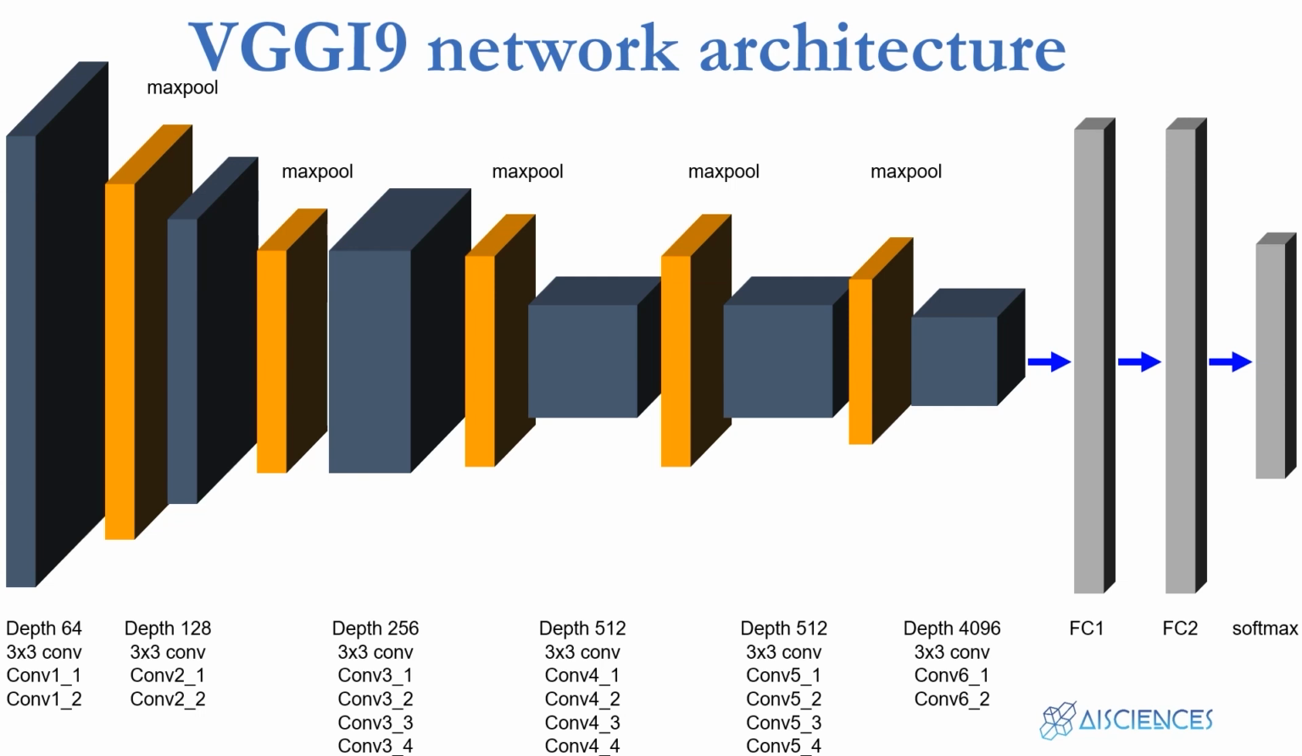It uses a kernel of 3 by 3 size with a stride of 1 pixel. This enabled them to cover the whole notion of the image. Spatial padding was used to preserve the spatial resolution of the image. Max pooling was performed over 2 by 2 pixel windows with a stride of 2.